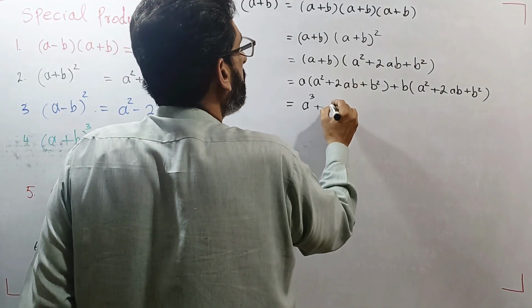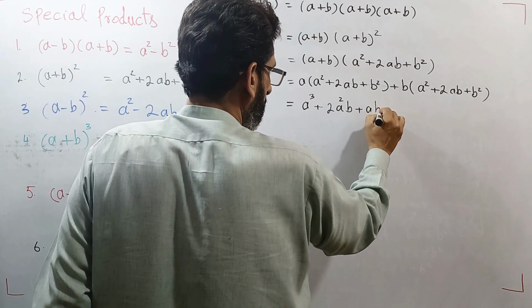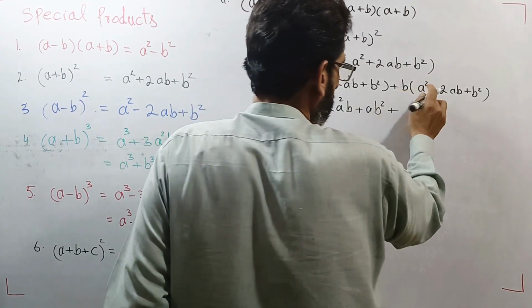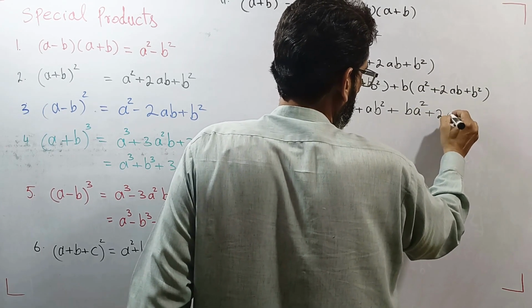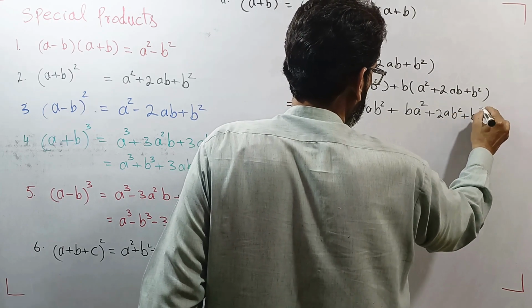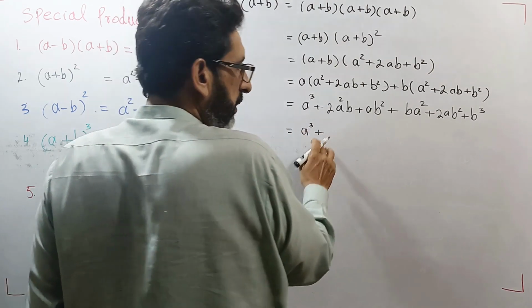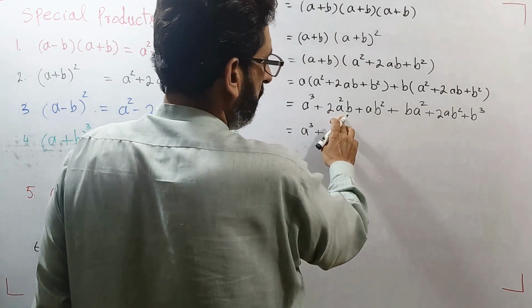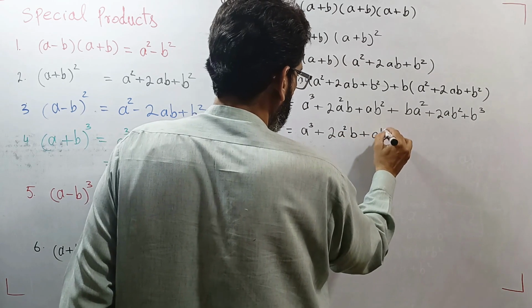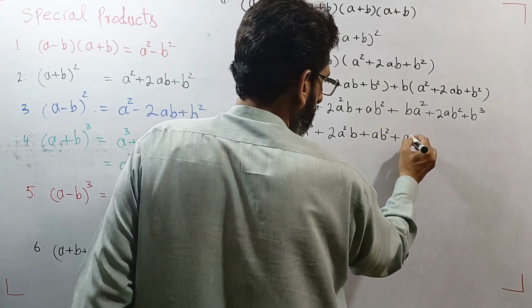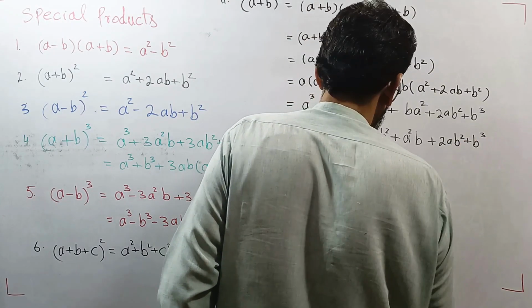Now we multiply a with this term, we get 2a square b, and here it will become ab square. Now we multiply b with this expression, ba square plus 2ab square plus b cube. A cube, this is 2a square b, a square b, ab square. We commute this term, we get a square b, 2ab square plus b cube.